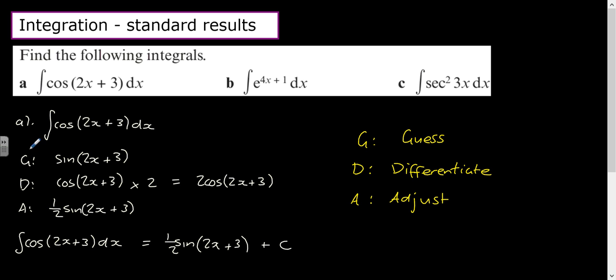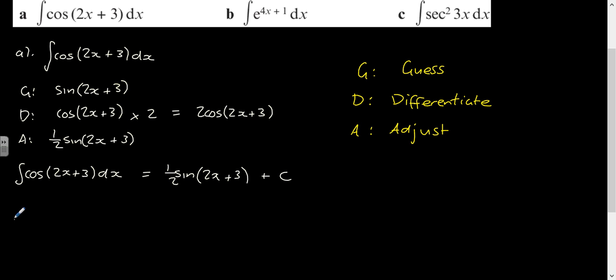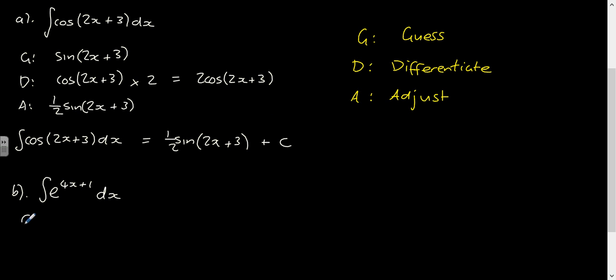Now, some of you might have noticed, did we just see that that's 2x and therefore we divide by 2? I mean, let's find out. So for question B, we're integrating e to the 4x plus 1 with respect to x. So for this one, my guess, that instinctive guess, is that e to the power of something differentiates to e to the power of something. So my guess, straightforward, is e to the 4x plus 1, right? Because that will differentiate to that.